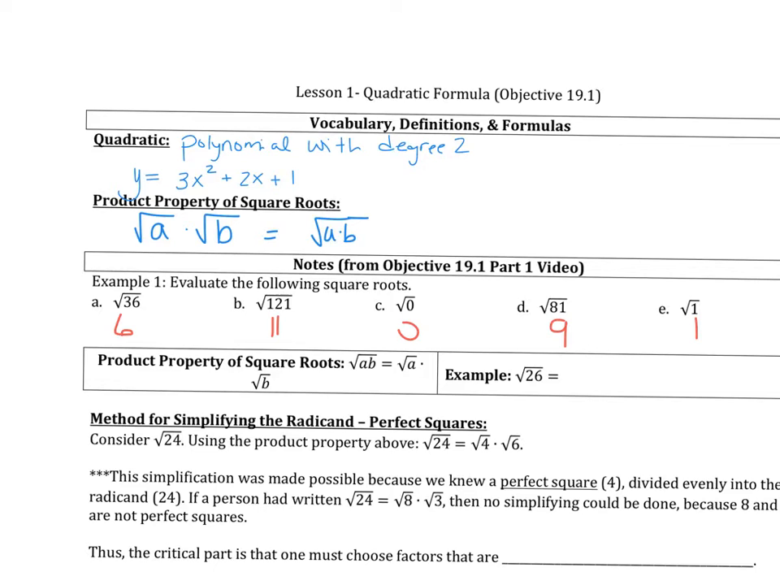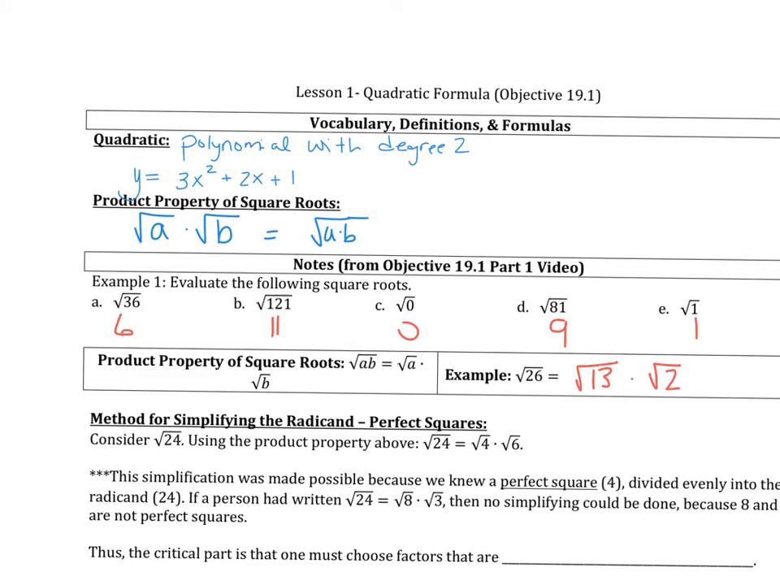So here we're talking about the product property of square roots, which is just exactly what we said in the vocab section. When we have the product of 2 square roots, we can multiply the radicands, and it goes the opposite way as well. When we have a product as a radicand, we can rewrite it as the product of 2 square roots. So for instance, the square root of 26 is the square root of 13 times the square root of 2.